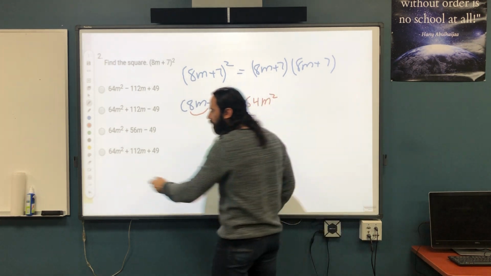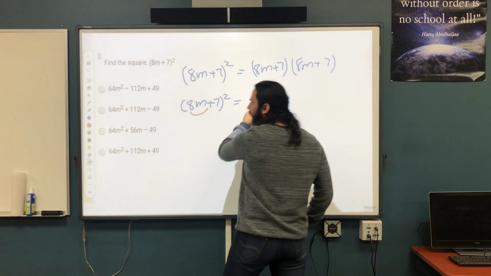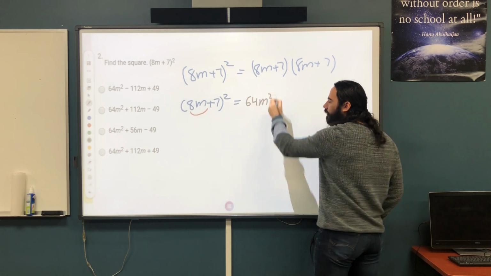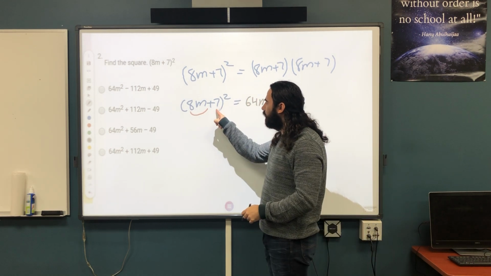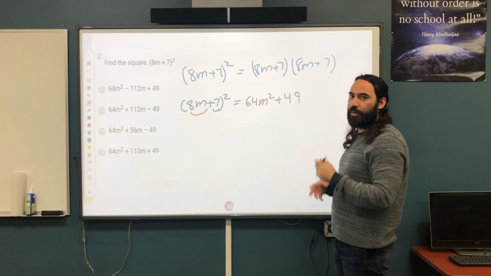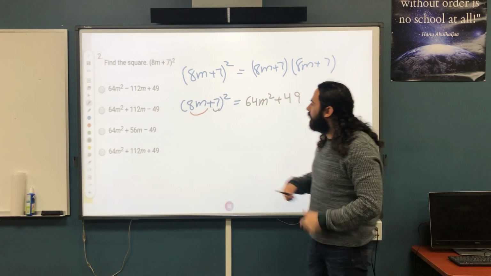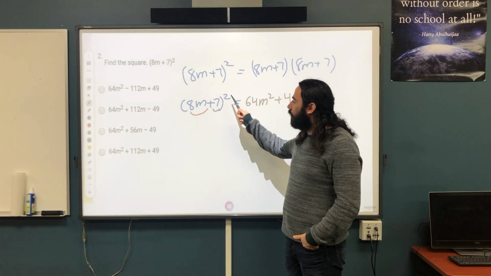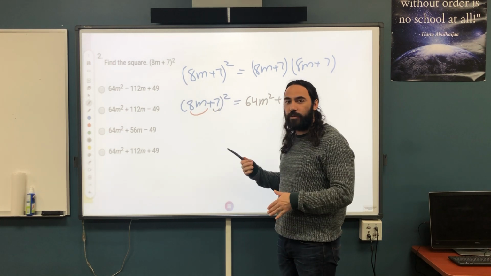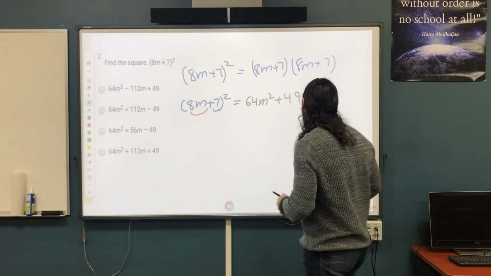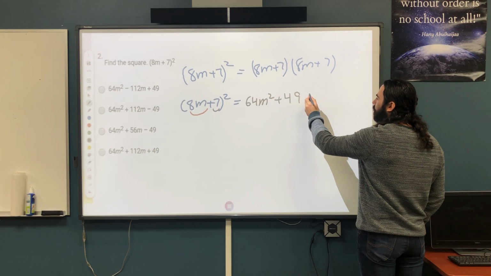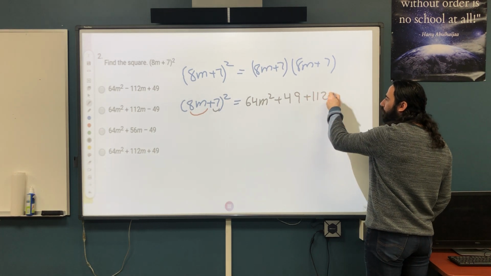Okay, let's make it black. So it's going to be 64m squared. Then you square the second one, the 7. So it's going to be 7 squared, so it's going to be 49. But that's not it. Another thing is that we need to multiply by 2. You multiply 2 times 7 times the 8m, which means 2 times 7 is 14, times 8 is 112m. Of course, plus 112m.